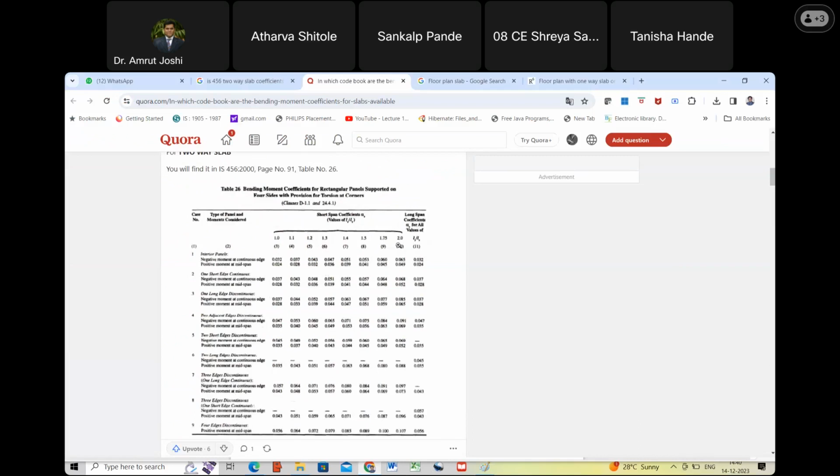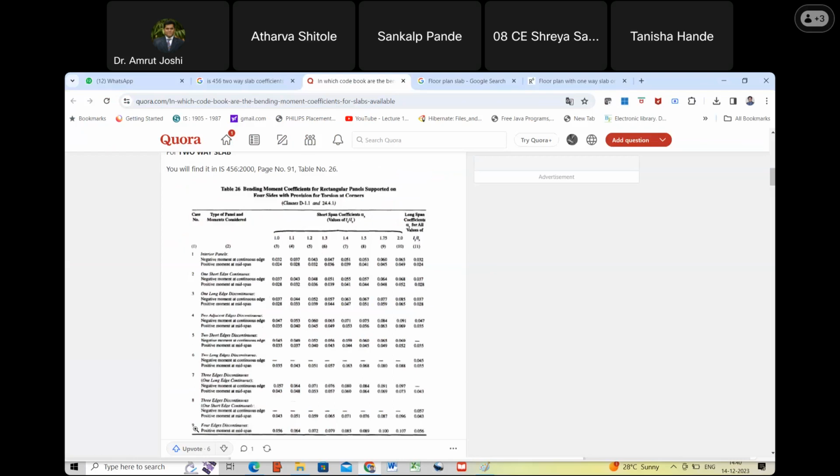Column 3 and column 2 give you the values of Ly by Lx ratio from 1 to 2. So Ly by Lx greater than 1 and up to 2 is a two-way slab. Ly by Lx greater than 2 will be a one-way slab. Depending on our Ly by Lx ratio, we will get the short span coefficient, alpha x, and the long span coefficient, alpha y, is listed in column number 11.